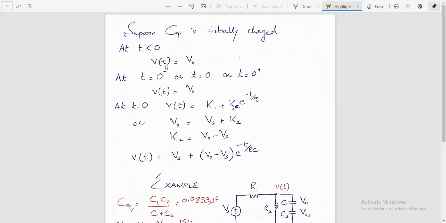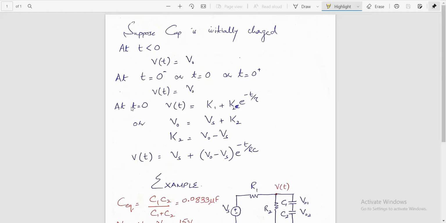So it can be said that at time t is equal to 0, which is the time of the closure of the switch, and slightly less than the time t is equal to 0, I have designated it as t is equal to 0 minus, and in a similar way at time t is equal to 0 plus, that is an instant right after the closure of switch, the voltage across the capacitor is V naught.